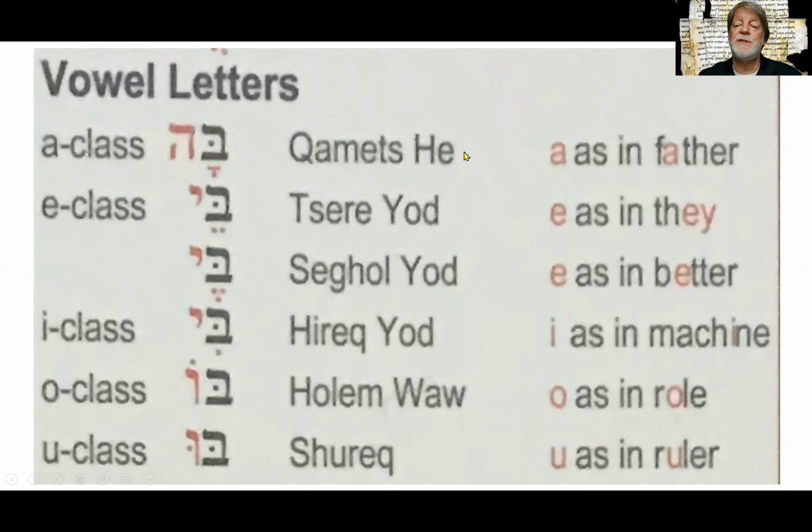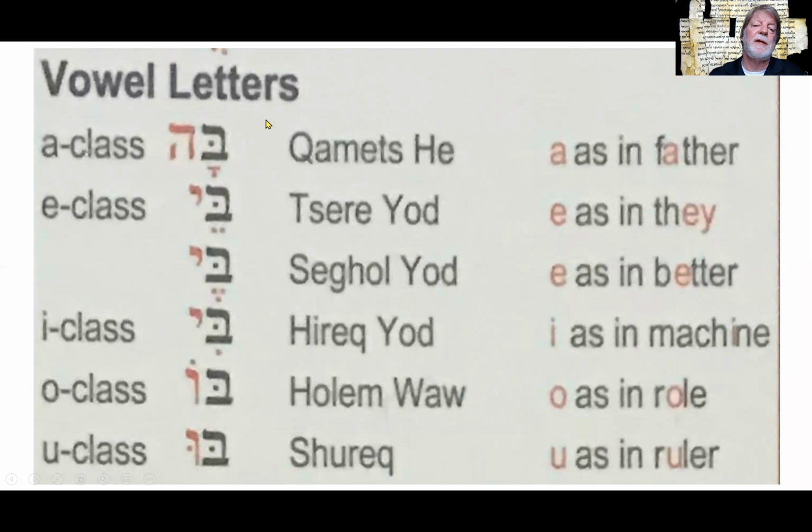So kametz hey is pronounced as an A, as in father, exactly the same as if the kametz was all by itself. So we might say that a defective form of this vowel consonant combination would be to have the hey not inserted, but the kametz all by itself. So in some words, you're going to see the kametz by itself. Some words you're going to see the hey inserted.